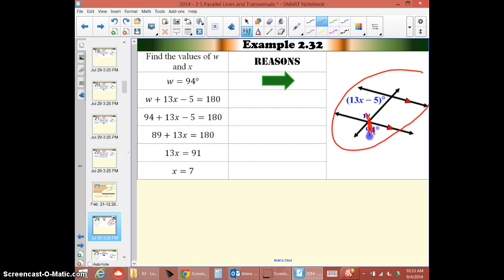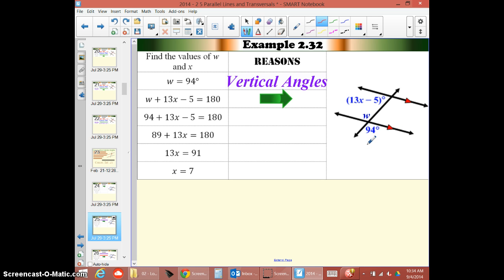So if I look here at 94 and W, there's a special angle pair going on there. I say W equals 94 because they're vertical angles. I then use the concept of consecutive interior angles right here. They're interior and they're on the same side. Set them added to equal 180. So here's W, and then here's the other angle right here. I add both of those together to make 180.